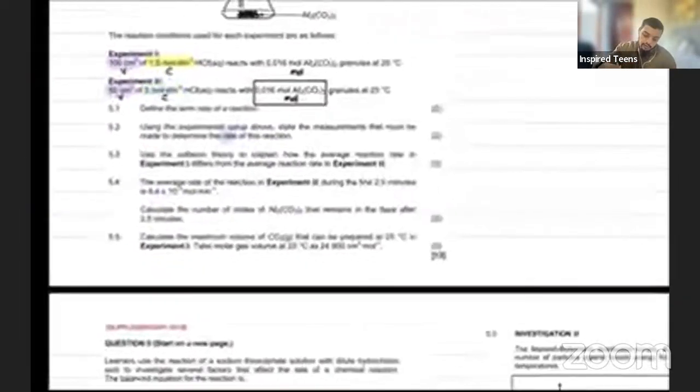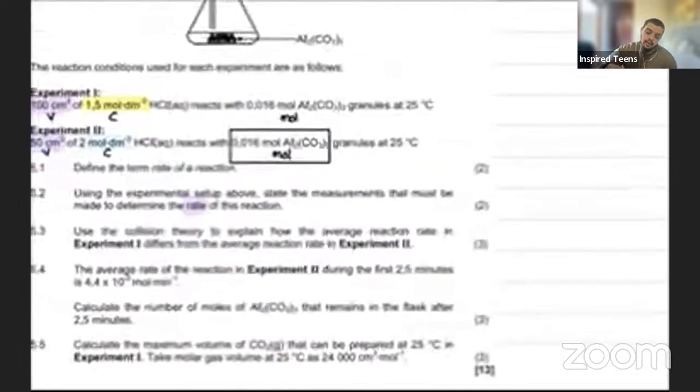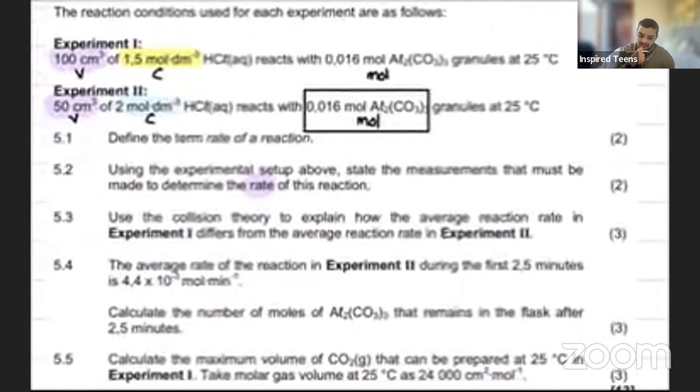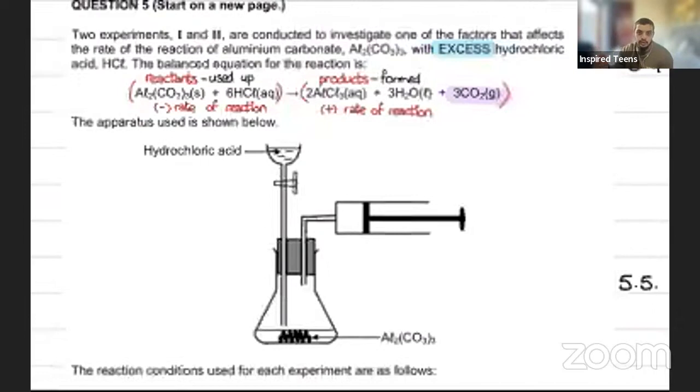Okay, let's look at 5.5. Calculate the maximum volume of CO2 that can be prepared at 25 degrees Celsius in experiment 1. Take molar gas volume at 25 degrees Celsius as 24,000 cm³ per mole. The maximum volume of CO2 that can be prepared in experiment 1. So we have to use the amounts that actually reacted. Remember, it's excess hydrochloric acid. The one that's in excess, we cannot use in our calculation because not all of it reacts.